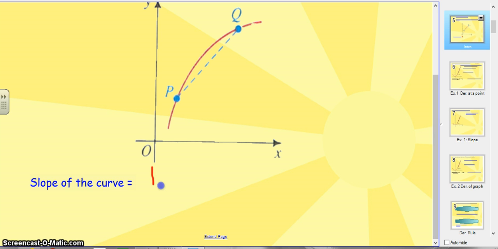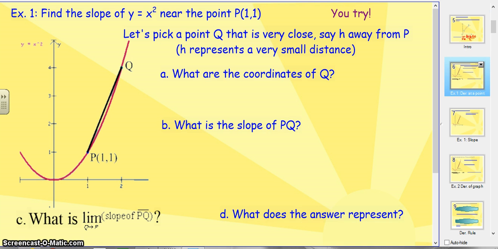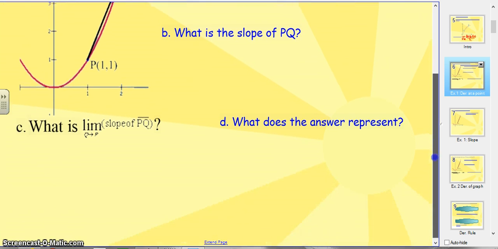Just to review, it's the limit as h approaches 0 of f of x plus h minus f of x, all over h. That's how we find the slope at a certain point. Looking at our first example, we already did this. You're going to try this example, and if you need help, I am going to do the second example with you.